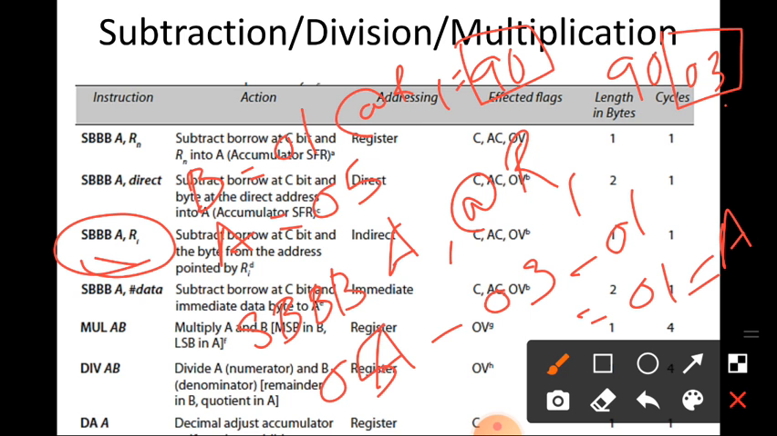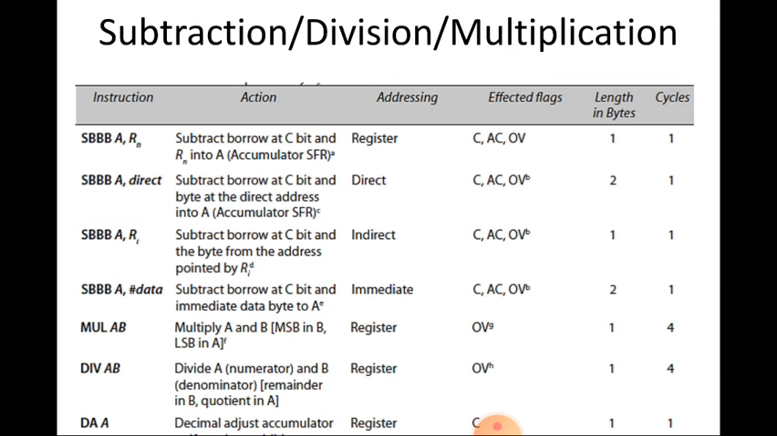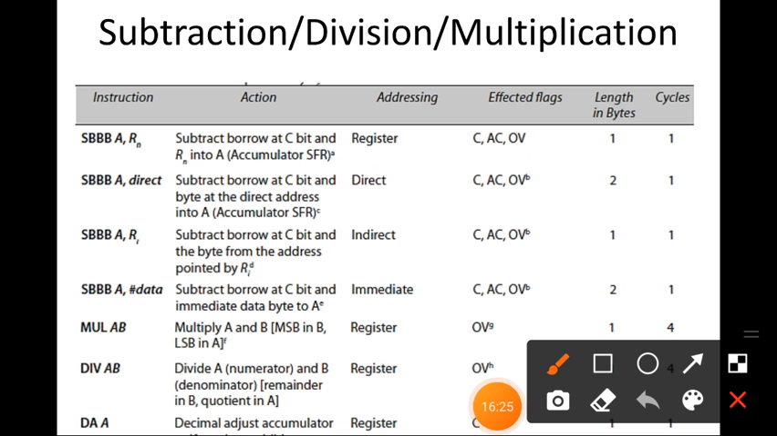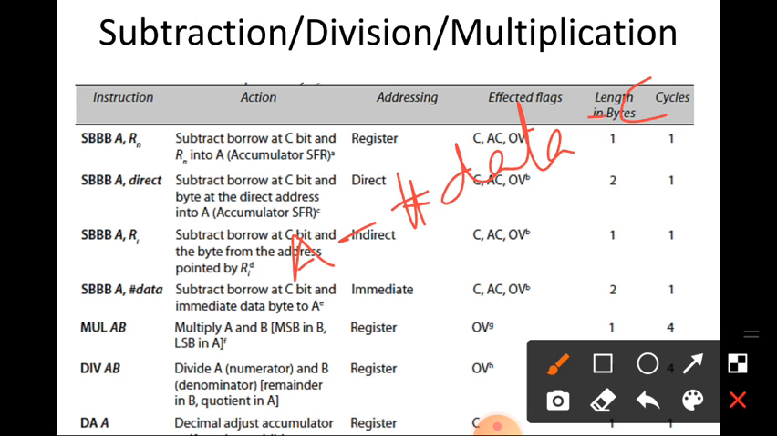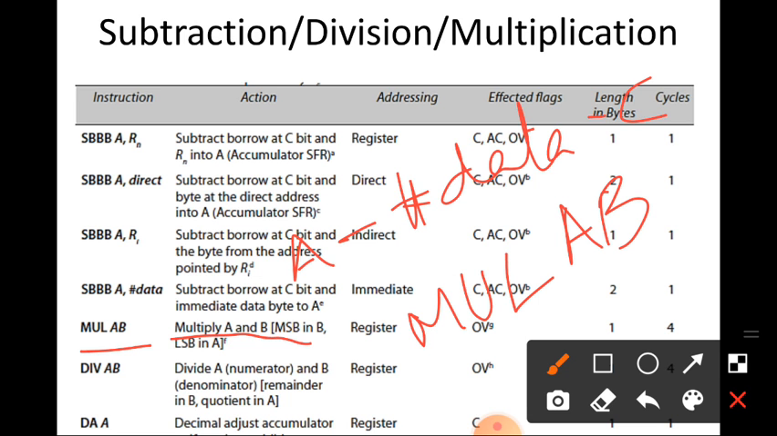So Ri indicates the address. We take the data from that given address and that is subtracted from the accumulator. Then SUBB A, #data: here it performs accumulator minus #data minus carry flag content. And next one, MUL AB is an important instruction. Here multiply A and B. So there is only one instruction for multiplication in 8051, MUL AB. Then the result will be stored in A.